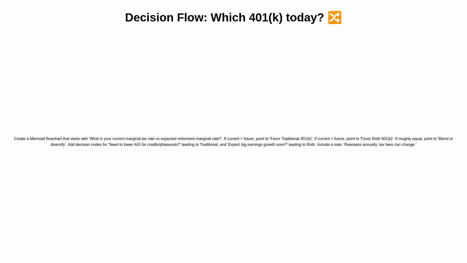This flowchart begins with the core comparison between your current marginal tax rate and your expected retirement marginal tax rate. If your current rate is higher than your expected future rate, the flow directs you toward favoring the traditional 401k. If your current rate is lower, it points toward the Roth 401k. If rates are roughly equal, it suggests a blended approach. Additional decisions consider whether you need to reduce adjusted gross income to qualify for certain credits and phase-outs, which can tilt the choice toward traditional, and whether you expect outsized earnings growth soon, which can tilt toward Roth. The chart reminds you to reassess annually, because tax laws and your situation can change.